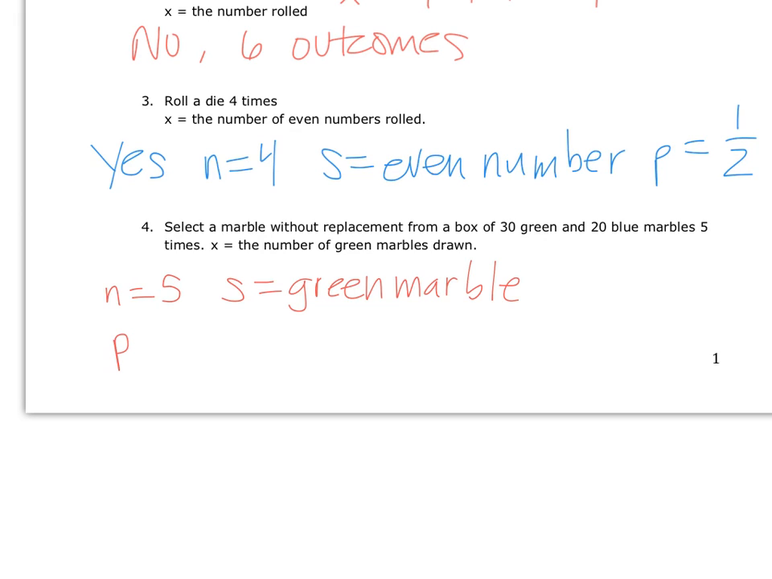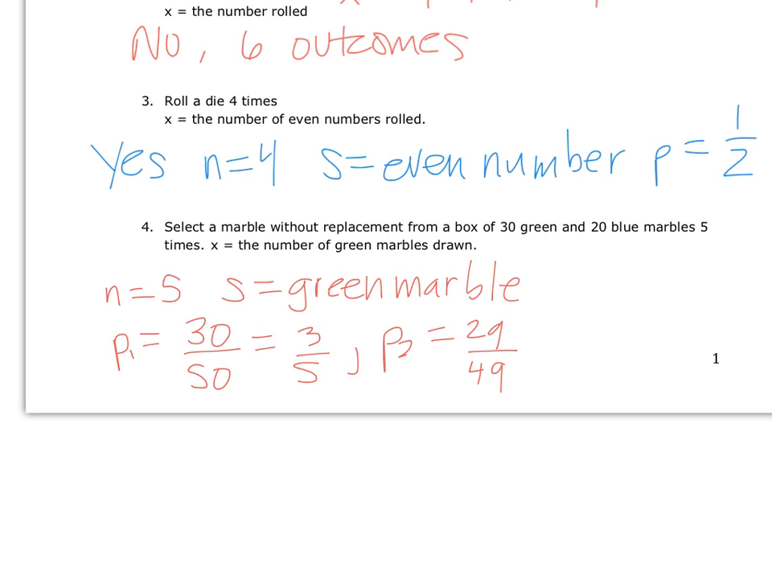The next thing to think about: what is the probability of success? Well, the first time around, it's going to be 30 over the total number, which is 50, or 3/5. Now we have to think, what's the probability for the second marble? Let's call the first one P1, and this P2. If we draw green the first time, the numerator changes, it's 29, and the denominator changes, it's only 49.